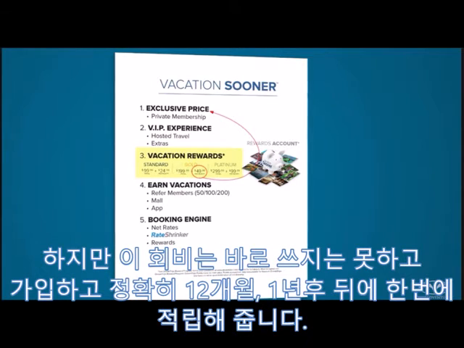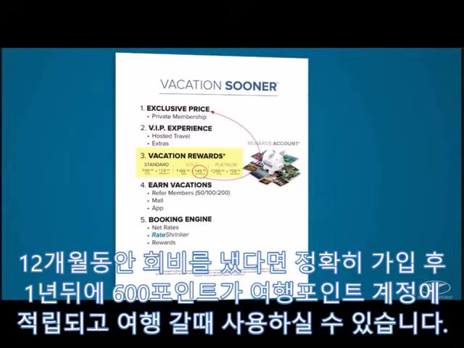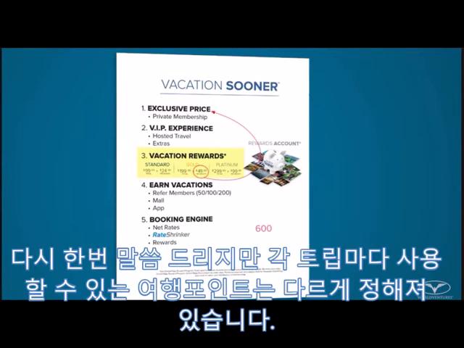Now, those points aren't available until 12 months in, on your anniversary date. So if you paid a monthly fee for 12 months, you'd have 600 points that would go in that account on your anniversary date. Those become available, and now you can book a dream trip with them. Once again, there's a certain amount of points that apply to each trip. You saw that on some of the pictures earlier.